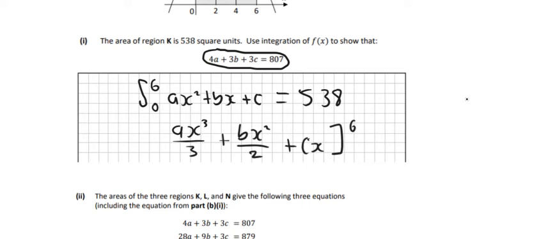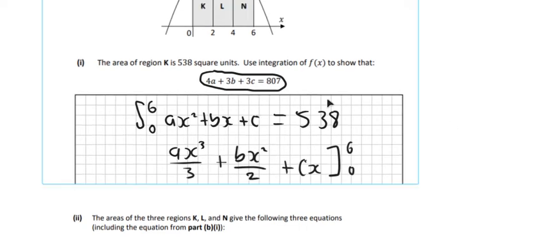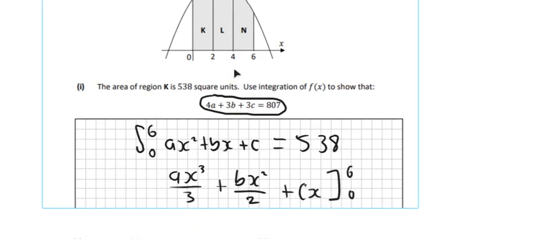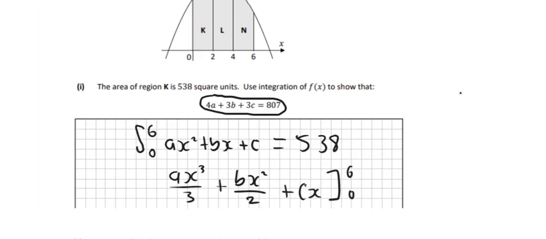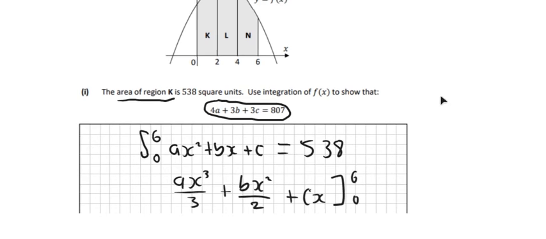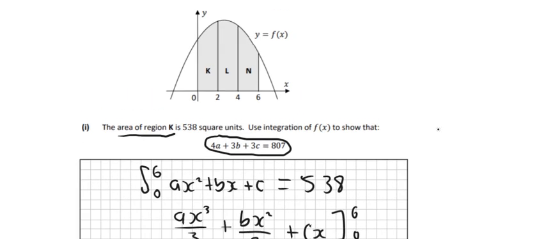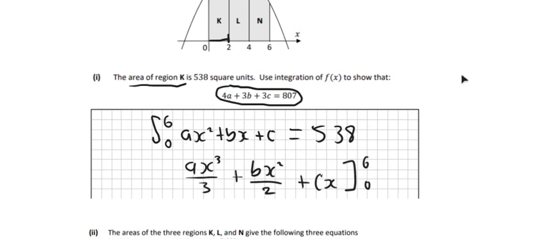So between 6 and 0. Actually, I made a mistake here. Because it's the area of the region K, so you need to be careful there. So I made that mistake. So the area of K doesn't go from 0 to 6. K is only up to here, so it's only up to 2. So you might have spotted that. So it's from 2 back to 0.